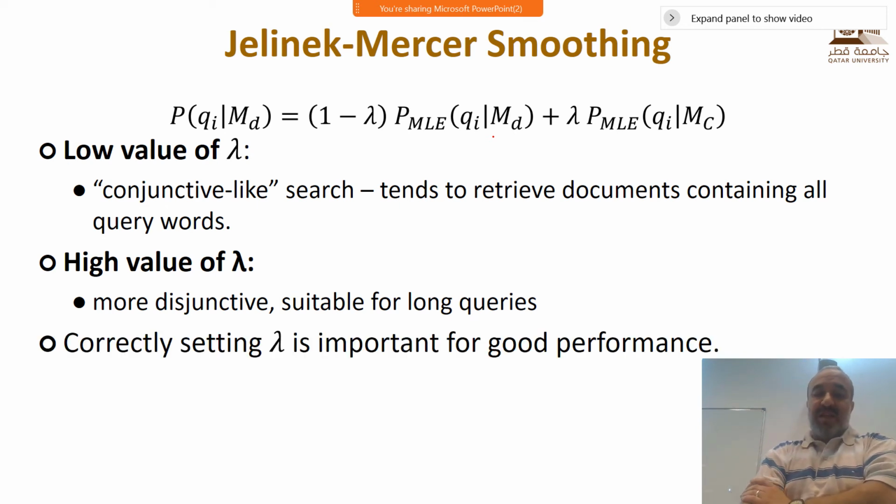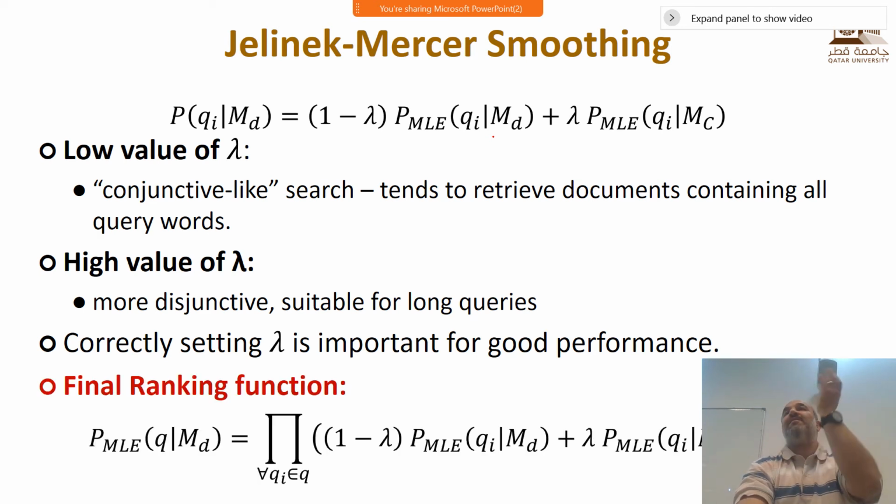Okay, so correctly setting lambda is important, of course, for good performance. Don't just put any number randomly. Now, if you want to plug this in, then the retrieval score will be the multiplication of this for all query terms, right? Remember that the original formula was the multiplication over all words, right?